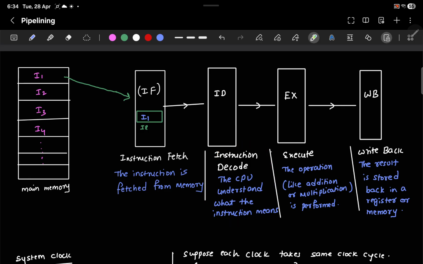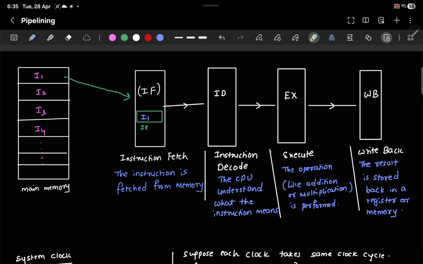Then instruction I1 moves to the instruction execution phase. Whatever operation you defined in the instruction, like addition or multiplication, will be performed in the execution phase. The ALU takes care of this. If it is an add, it will do addition; if it is a multiplication, it will do multiplication. All of this happens in the execution phase.